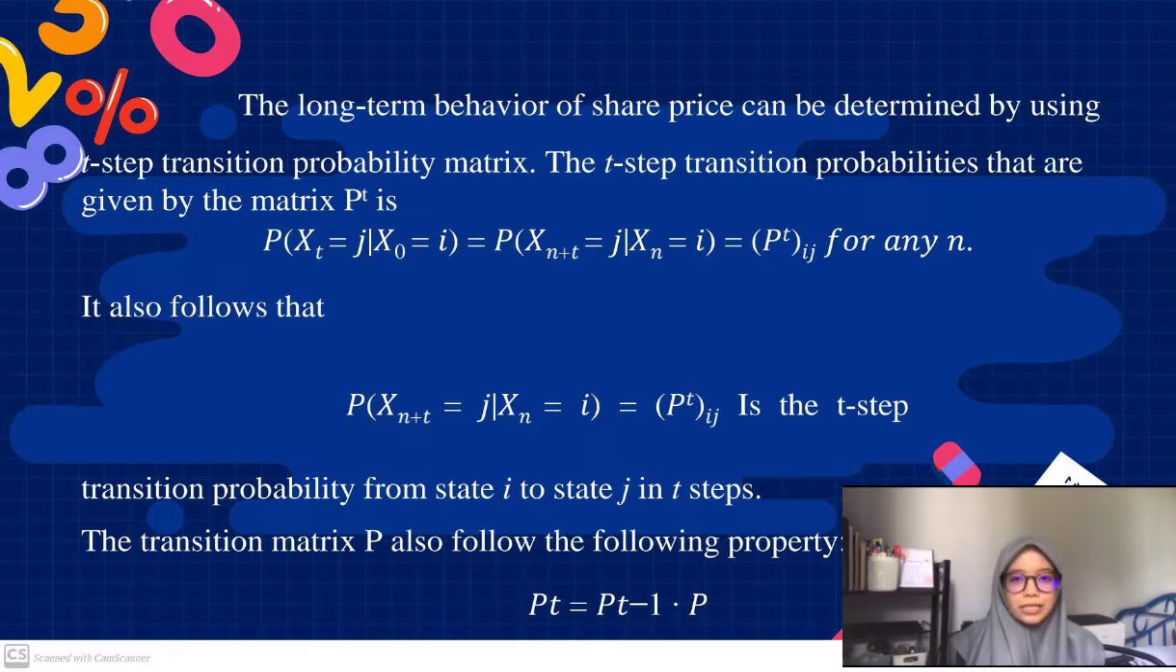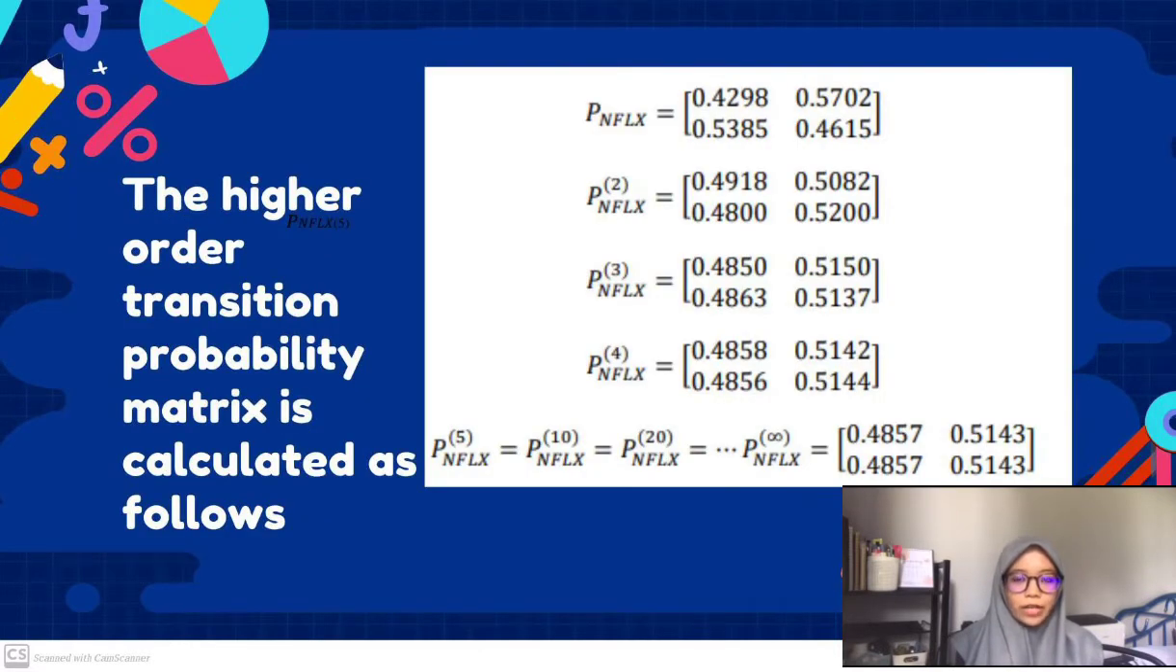We also know that the transition matrix P follows the following property, which is P power of t is equal to P power of t minus 1 times P. It is used to find the higher order transition probability matrix. The long-term behavior of the NFLX stock price is calculated as shown in the slide.